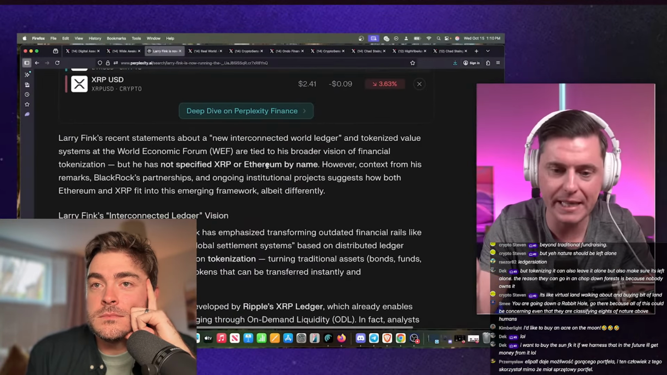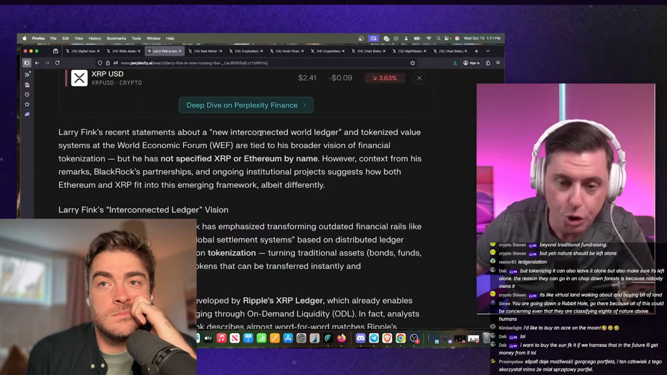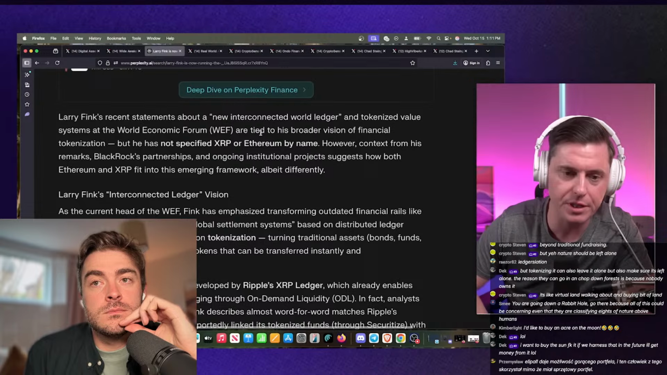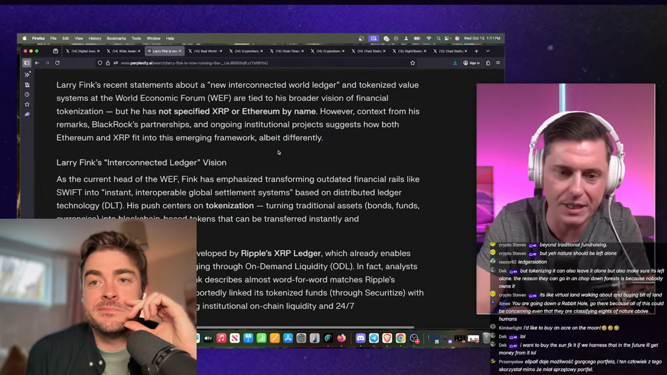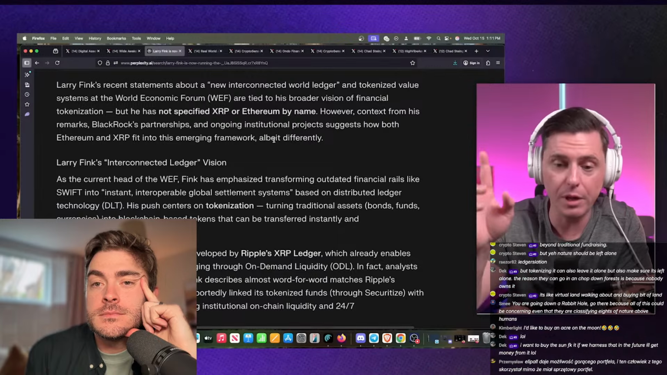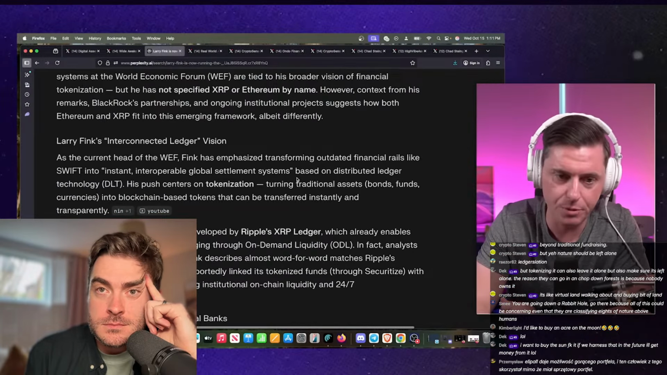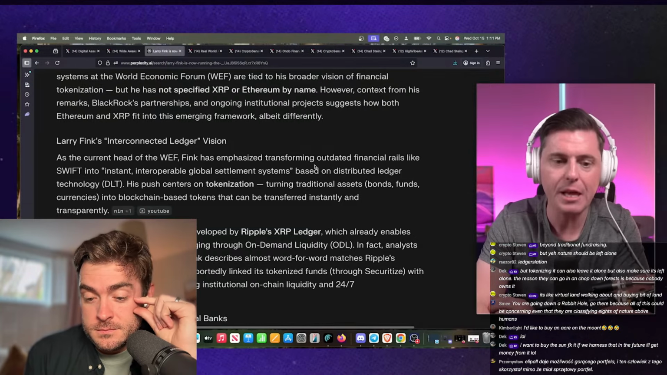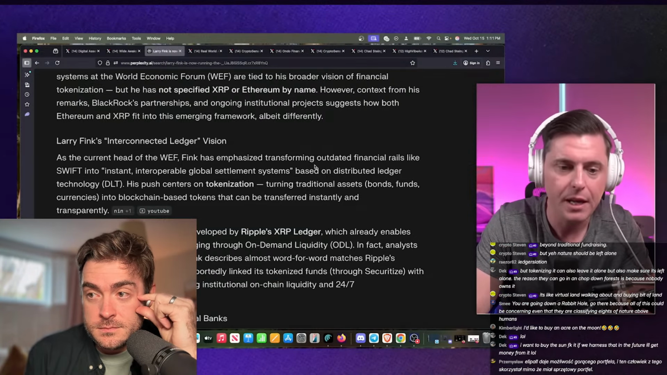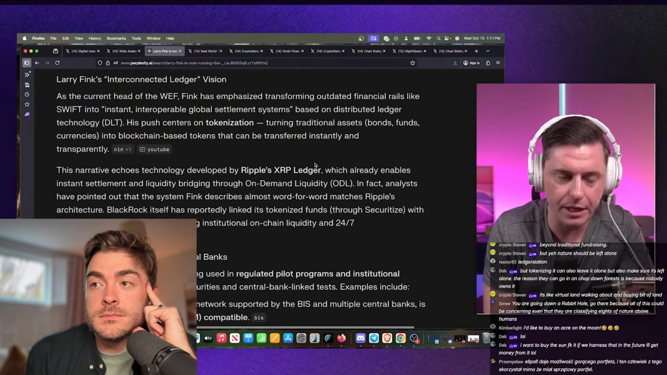When Larry Fink makes statements about a new interconnected world ledger, what is he talking about? Let's jump into that. New interconnected world ledger and tokenized value systems at the World Economic Forum are tied to his broader vision of financial tokenization, but are not specific to XRP or Ethereum by name. However, context from his remarks, BlackRock's partnerships and ongoing institutional projects suggest that both Ethereum and XRP fit into the emerging framework. So, Larry Fink's interconnected ledger vision.